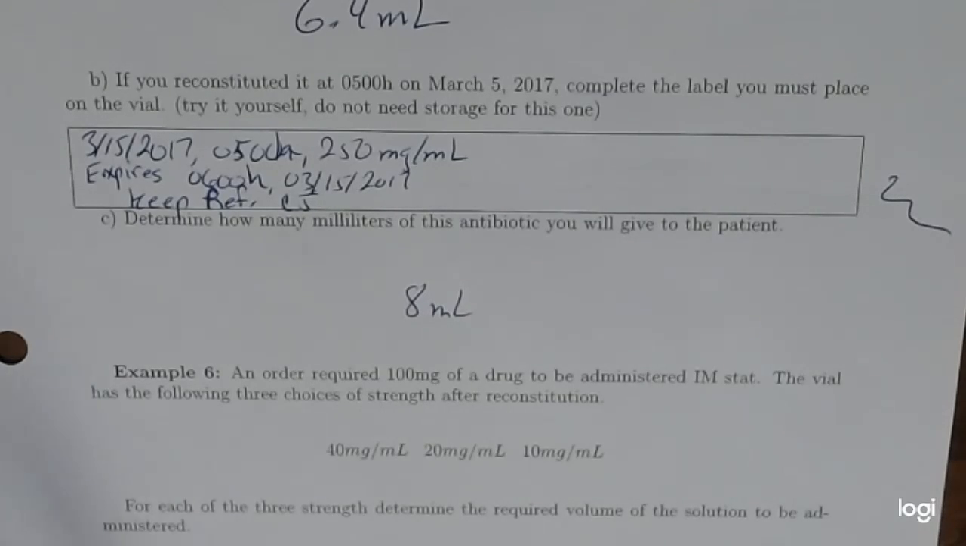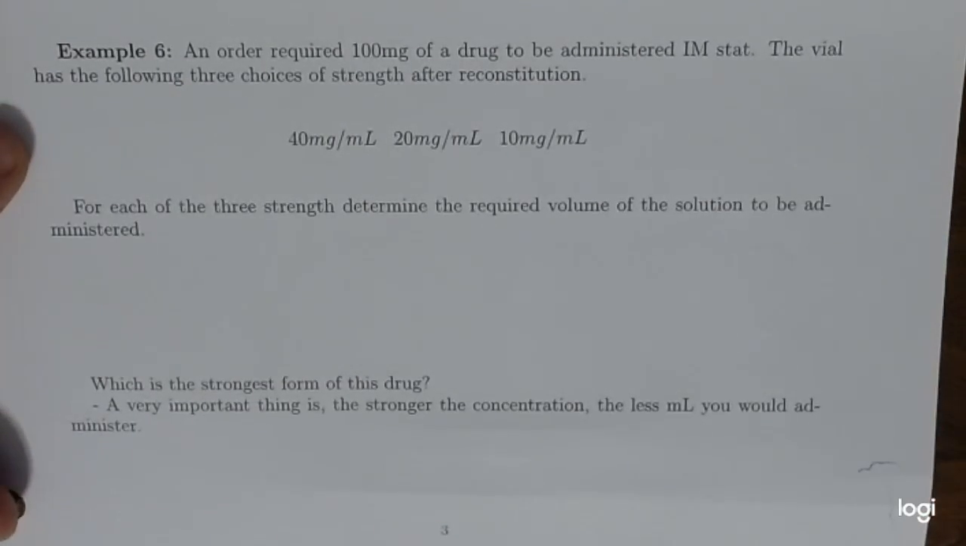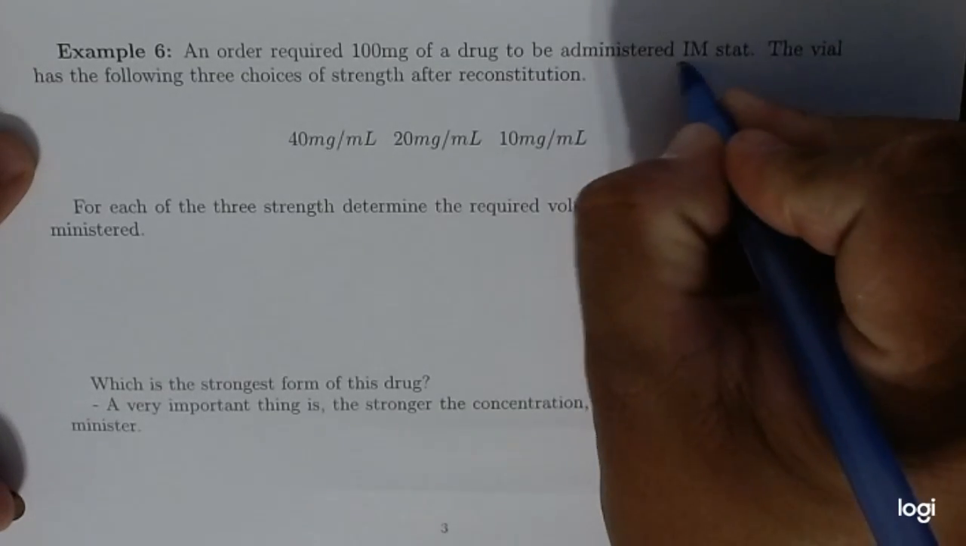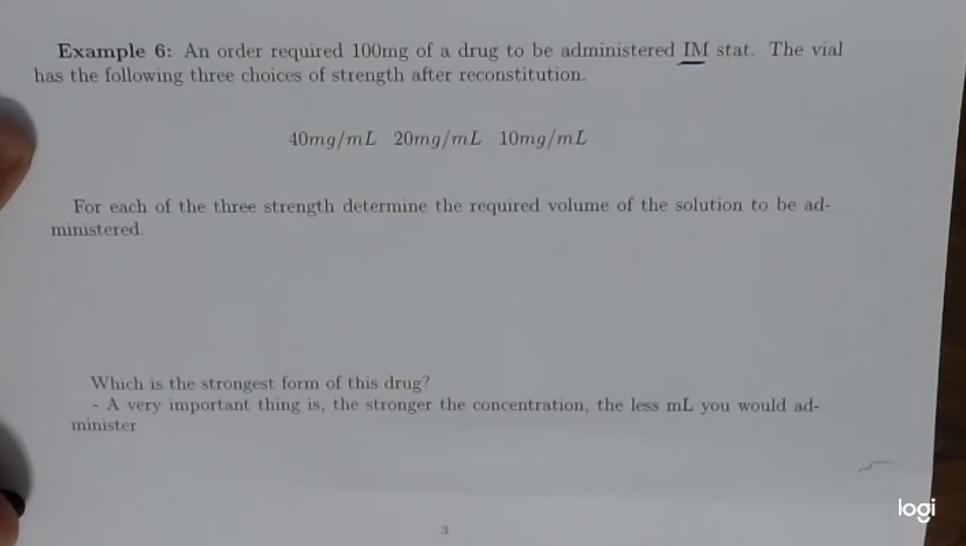All right, so let's go to number 6. The key thing we want to do is number 6. An order required 100 milligrams of a drug to be administered IM stat. The vial has the following 3 choices of strength after reconstitution.